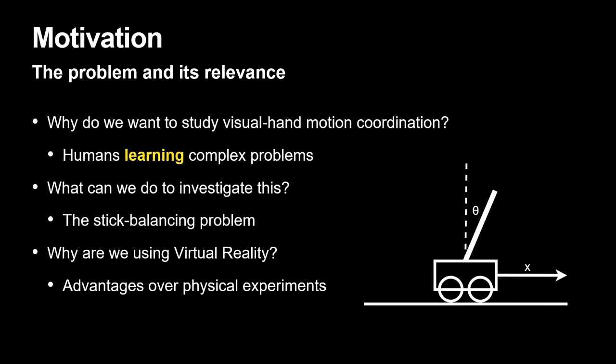So a common class of problems when we're trying to understand how humans learn complex skills over time is this stick balancing problem. You might have heard this as the inverted pendulum problem. With a traditional pendulum, you have the pivot point above, and the pendulum bob hangs down. And if you disturb it, it will oscillate until it gets back to its equilibrium point.